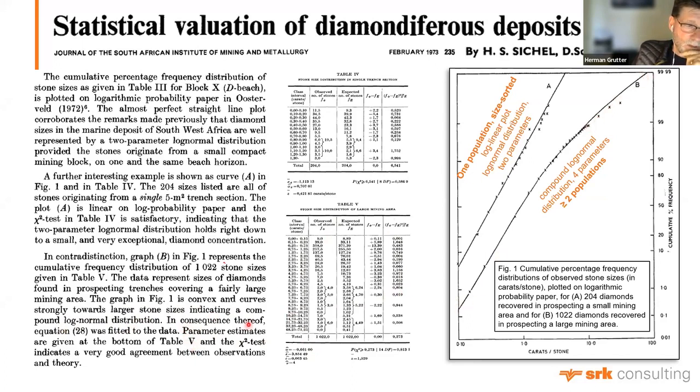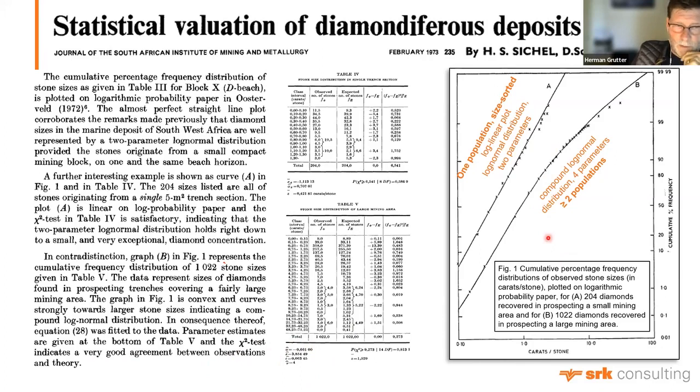In consequence thereof, equation 28 was fitted to the data, which is a compound log normal distribution. That's the equation that we fitted to the data. And the parameter estimates are given at the bottom of table 5. There they are over there. The chi-square test indicates a very good agreement between observations and theory. This is a 4-parameter compound log normal distribution.